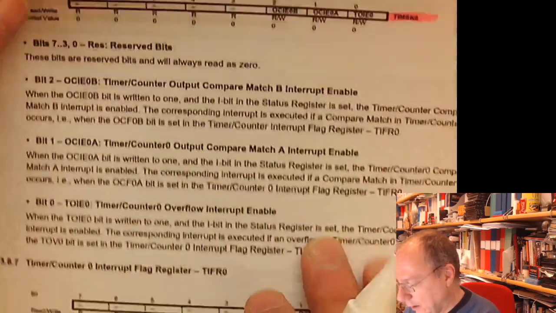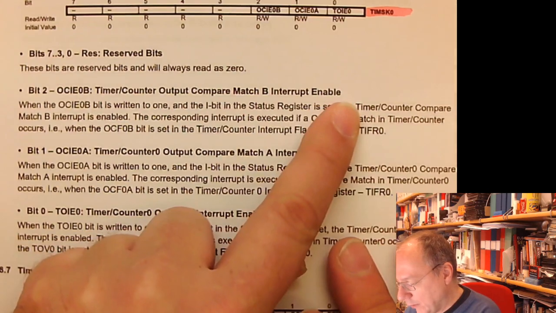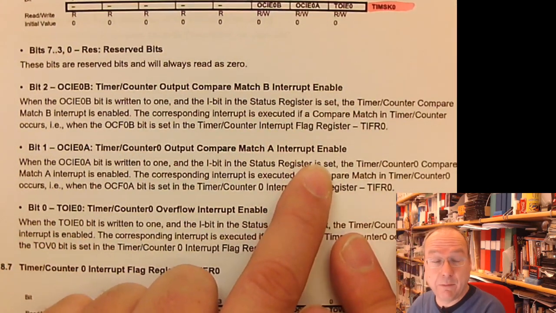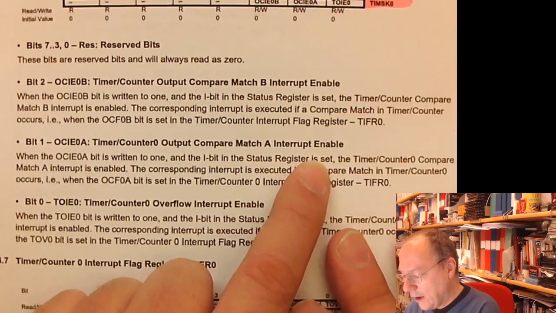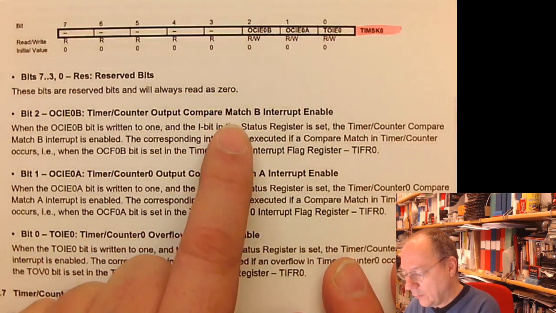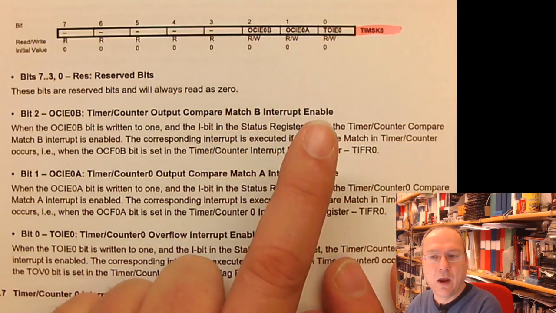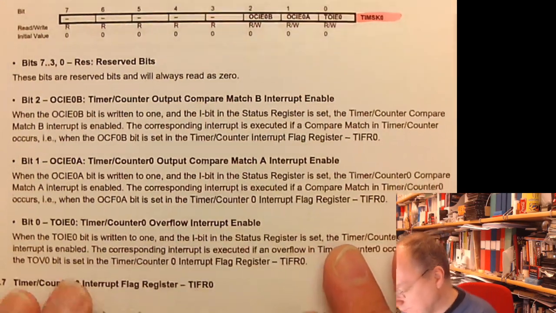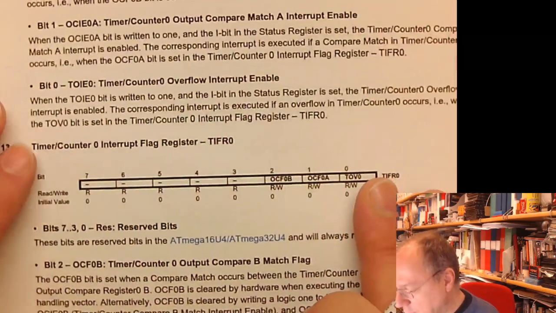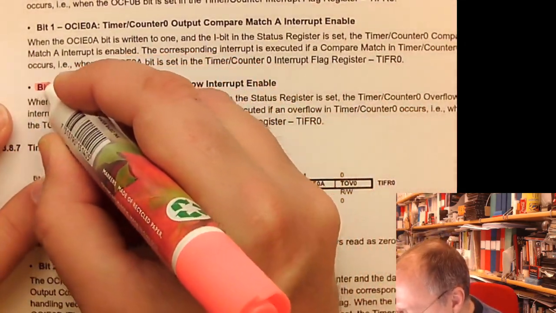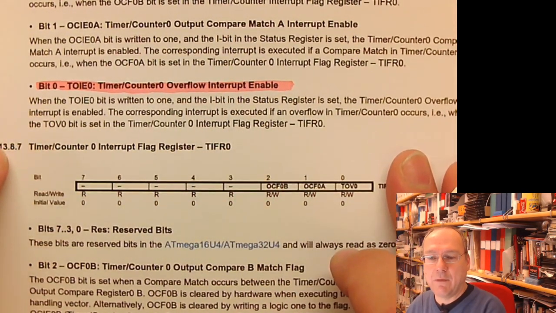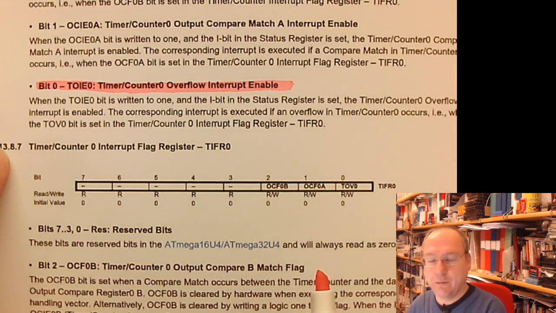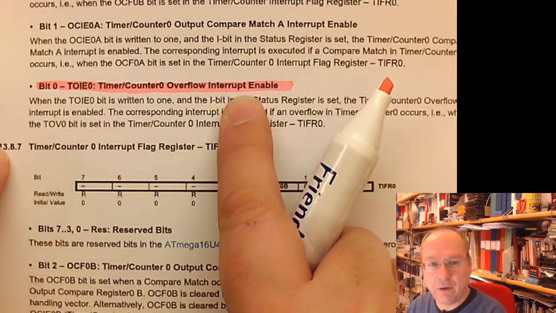And there are two which are called output compare match interrupt A and output compare match interrupt B. I've shown you in the Logisim simulations what this actually means. So whenever our timer passes by the value stored in these output compare registers, we could actually trigger an interrupt. But what we want to do today is to have the overflow interrupt enabled. So whenever our timer reaches its maximum value of 255, we want to enable an interrupt.